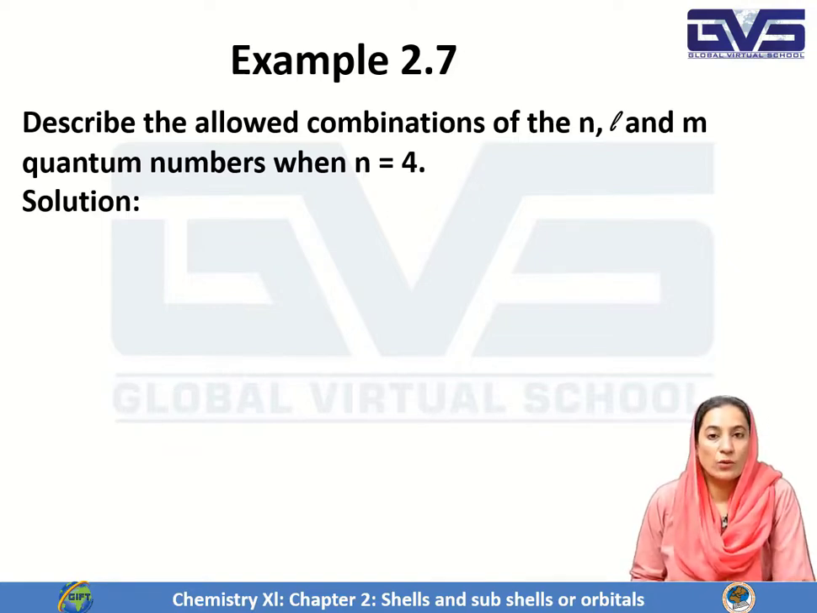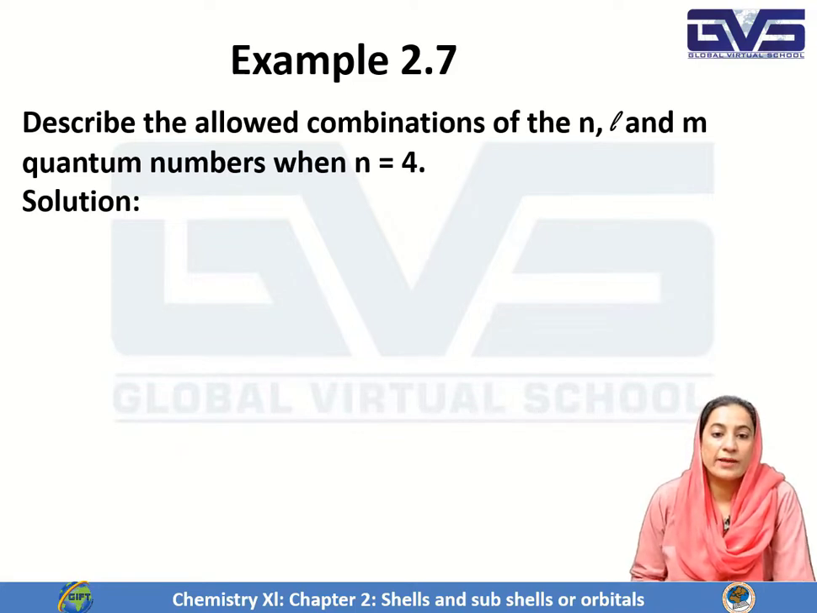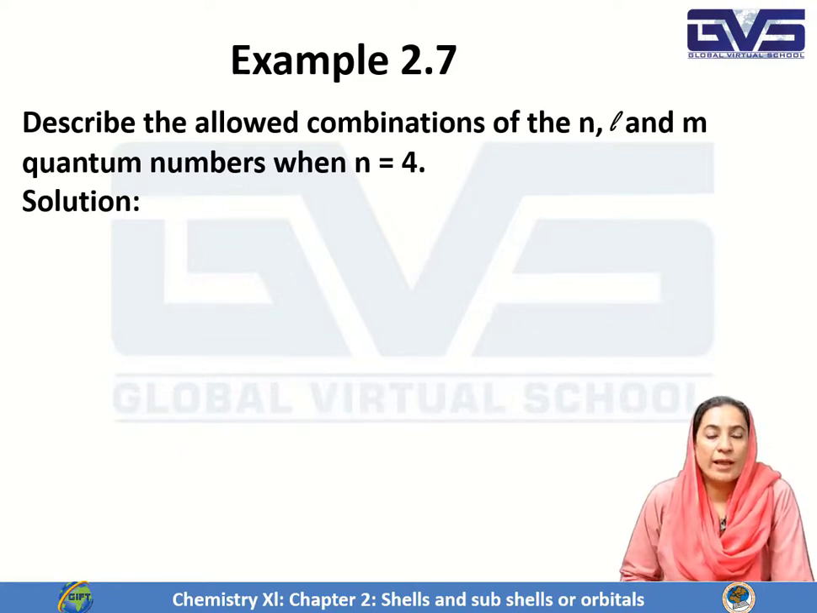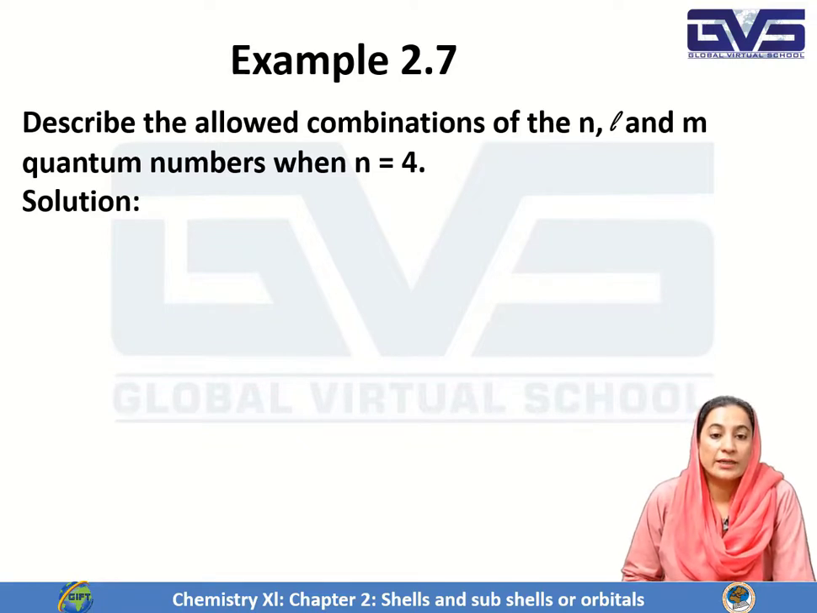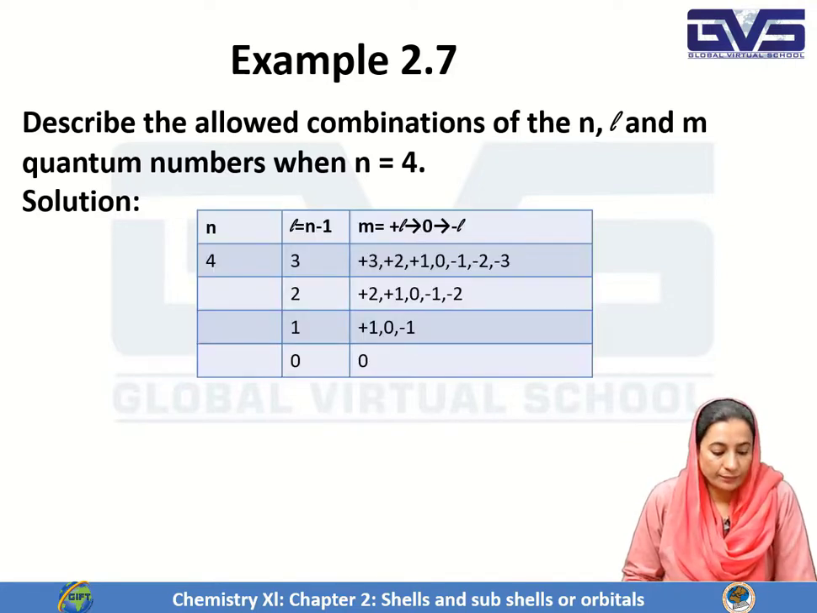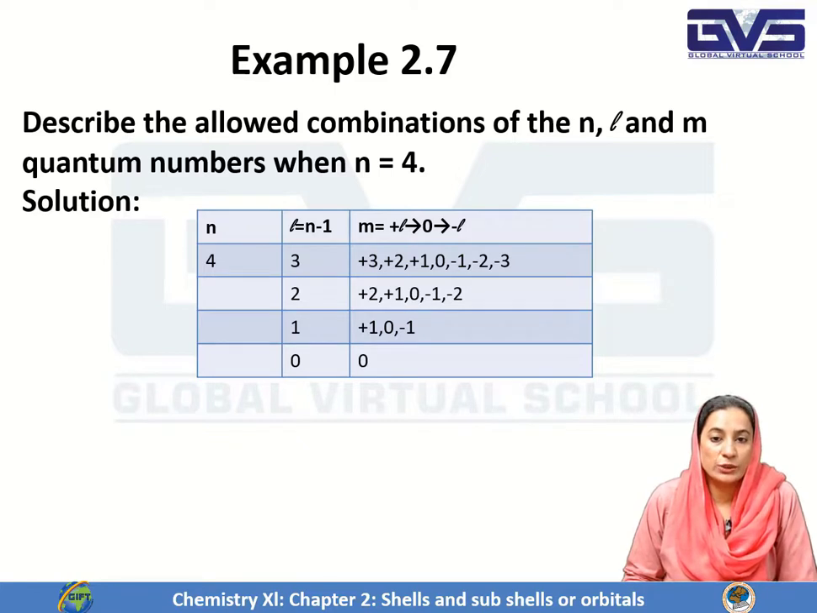Describe the allowed combinations of the n, l and m quantum numbers when n is 4. When n has the value 4, what will be the value of l? What will be the maximum value of m and l? How many possible values are there? This will be explained with the help of this table.